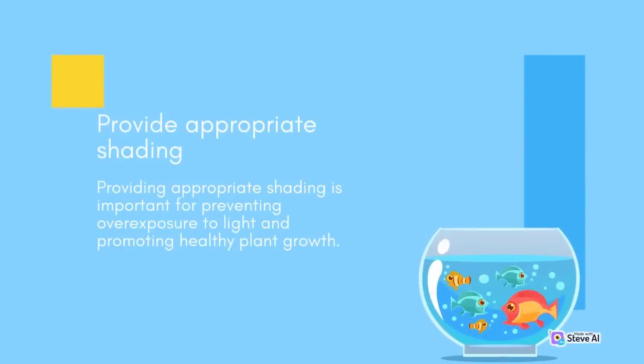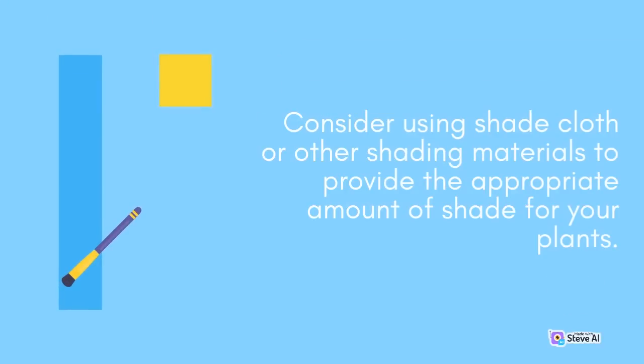Provide appropriate shading. Providing appropriate shading is important for preventing overexposure to light and promoting healthy plant growth. Consider using shade cloth or other shading materials to provide the appropriate amount of shade for your plants.